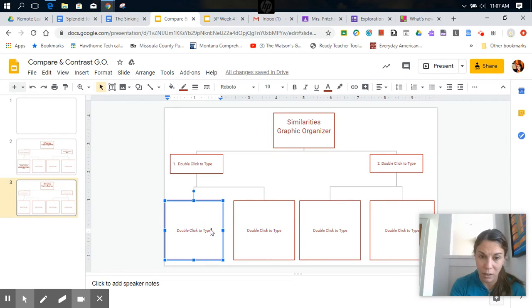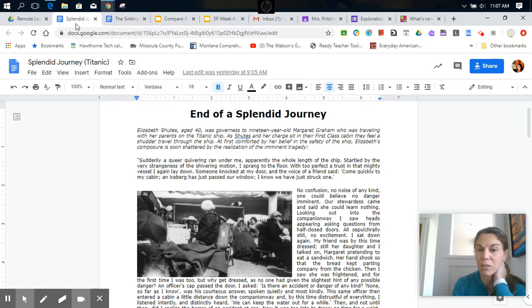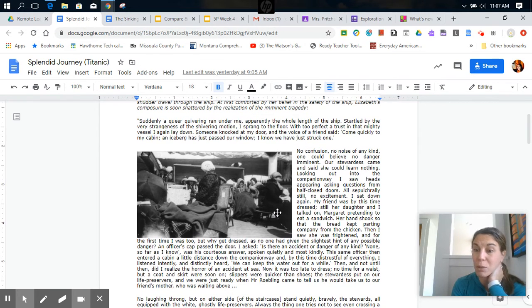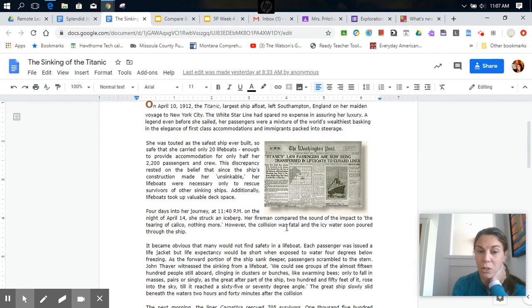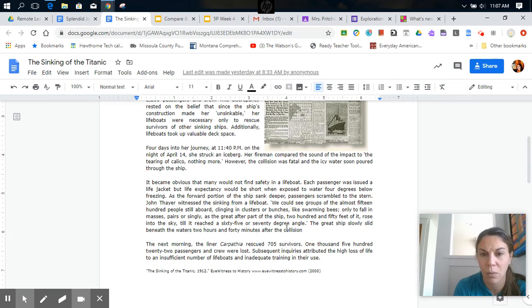So this is a little bit harder. So can someone try to find a similarity between the two? So again, I would definitely have to go back and kind of look. And I'm using the text, so it needs to be specific. And so I remember when I was reading, especially this line in the Titanic one, and this was one of your discussion questions, that her fireman compared the sound of the impact to the tearing of calico, nothing more. However, the collision was fatal, and the icy waters soon poured through the ship.